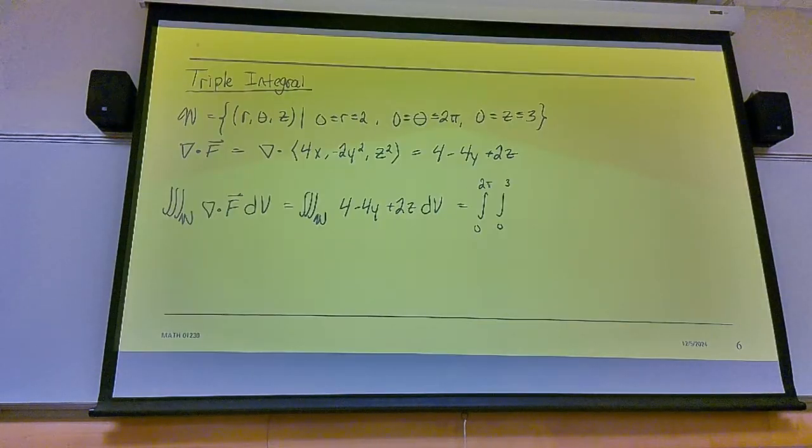Write the integrand in cylindrical coordinates. What is it? Four minus 4r sine theta plus 2z. What is the differential in cylindrical? r dz dr d theta.